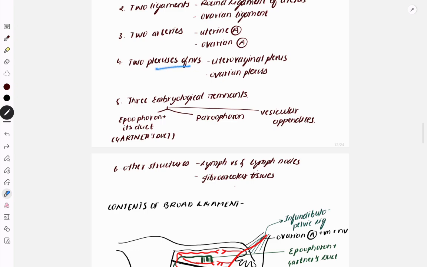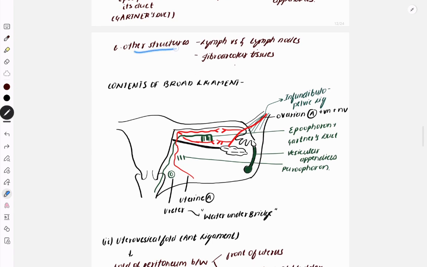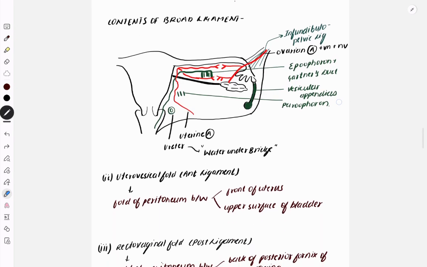There are 2 nerve plexuses, one for uterus, which is the uterovaginal plexus, and one for ovary, that is the ovarian plexus, and 3 embryological remnants which we have to remember: epiphoron, paroophoron and vesicular appendix. Along with the epiphoron, we will be also having its duct, which is also called as Gartner's duct, and apart from these, other structures will be there like lymph vessels and lymph nodes along with some amount of fibromuscular tissue, and this diagram has to be drawn.